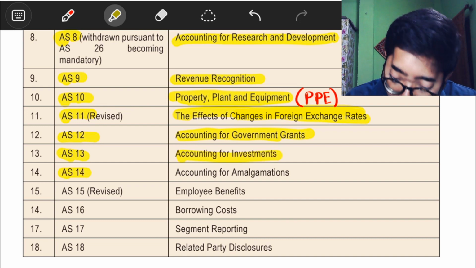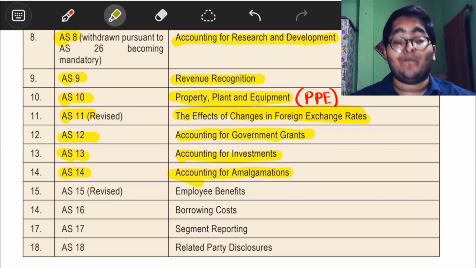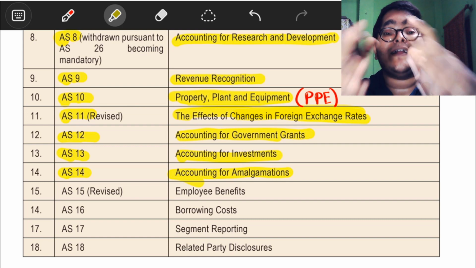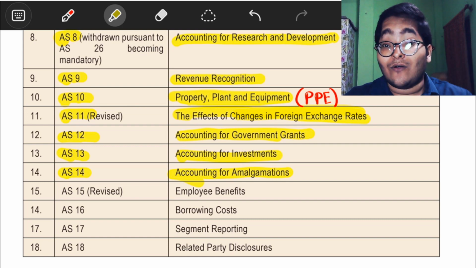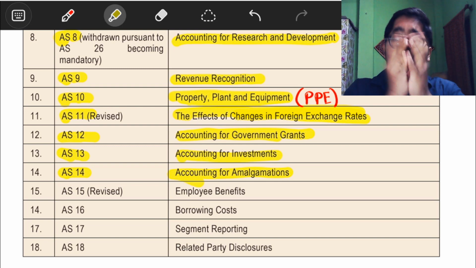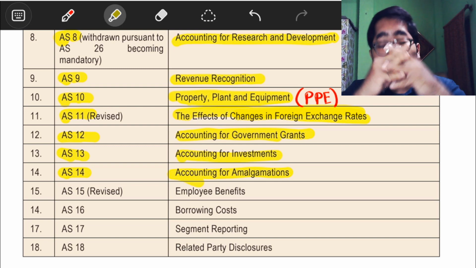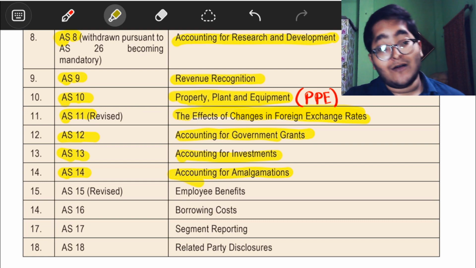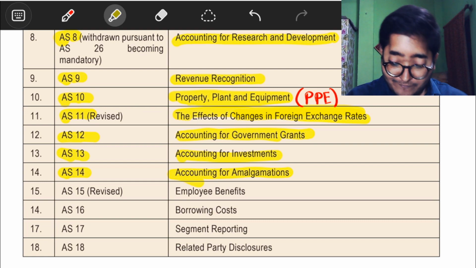AS14, accounting for amalgamation. When two companies come together and form one single company, that is called amalgamation. जब दोनों कंपनी एक साथ आके एक कंपनी बन जाता है और वो एक कंपनी अपने बिजनेस को कंटिन्यू करता है, उस प्रोसेस को हम लोग amalgamation कहते हैं.